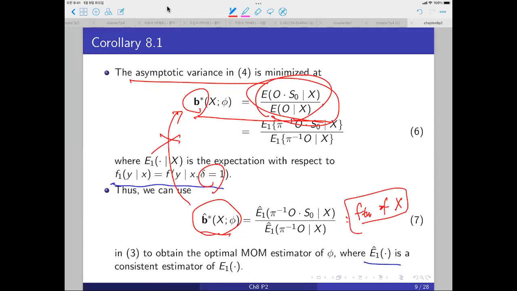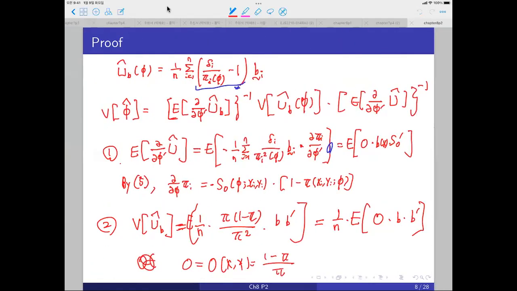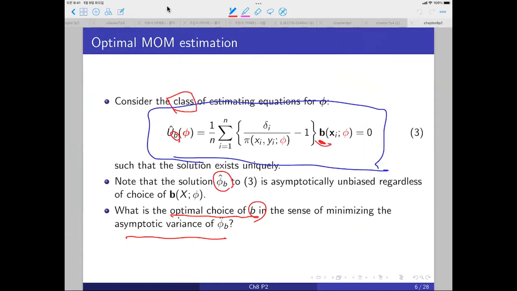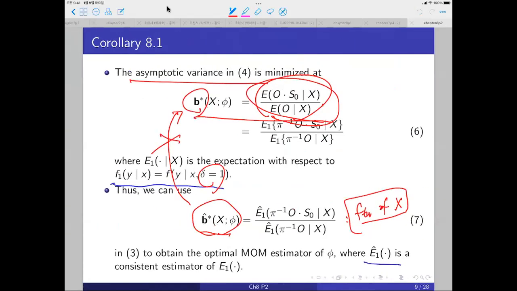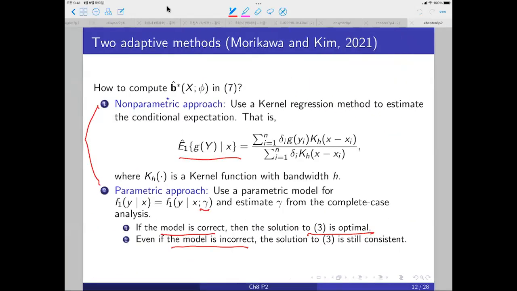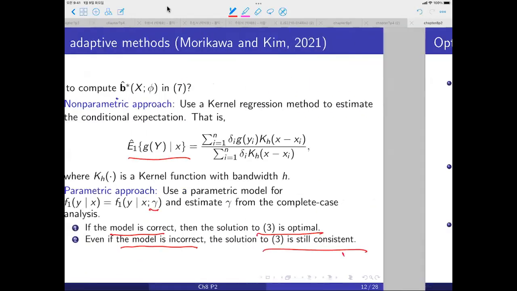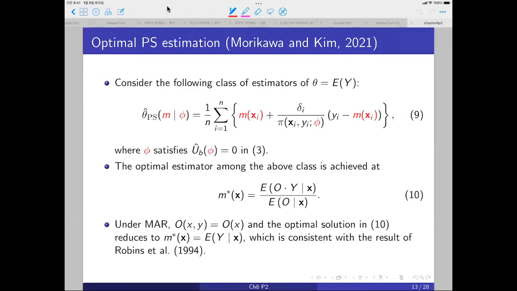Okay, so then it belongs to the original class. So still it belongs to this class, so that is consistent. That's the one thing. Okay, now this is a more challenging problem. We are not really interested in estimating phi. Phi is just a tool to estimate theta.